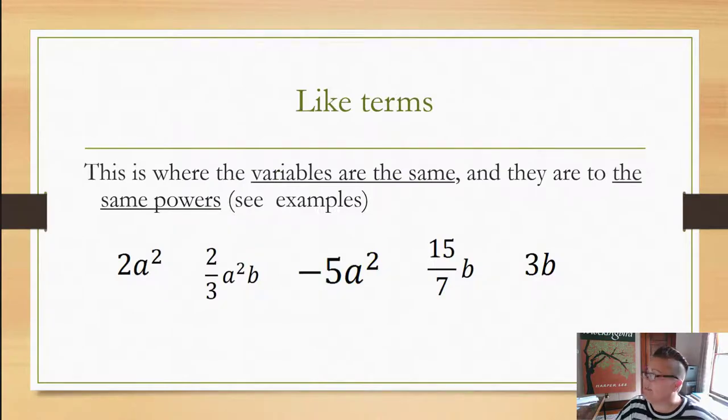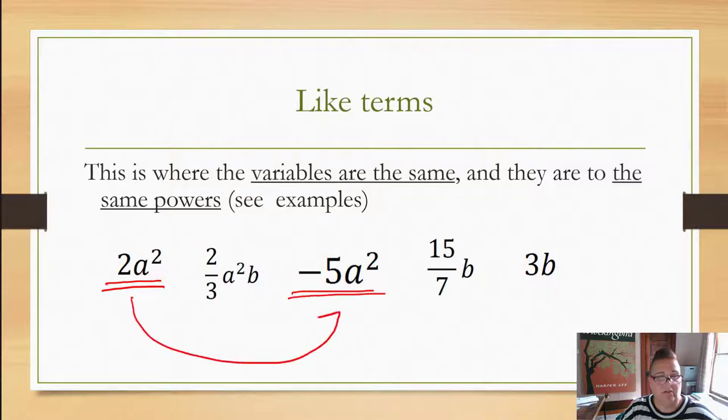Okay, so the next thing we want to talk about are like terms. Like terms are terms where the variables are exactly the same and they are to the same power. So we have some examples here. If we look at 2a squared, is there amongst our other sets another a squared? Well, we've got the 2/3 a squared b and the minus 5a squared. What's interesting here is that this one, the minus 5a squared, these are like terms.